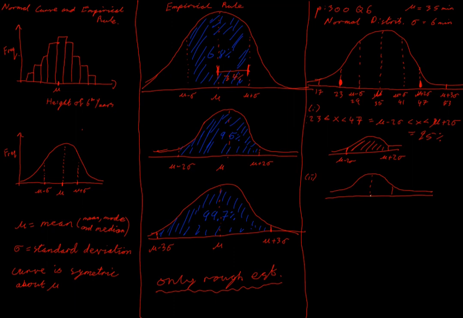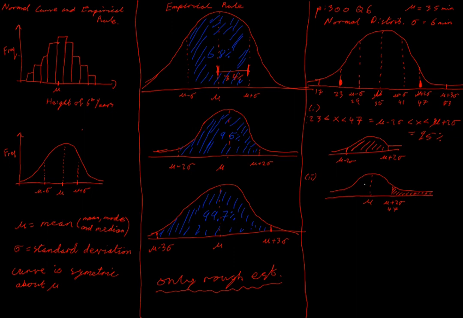So I have my mean in here, and I have my mean plus 2 standard deviations, and I can see that 47 minutes is 2 standard deviations. So what I'm looking for is the numbers that are greater than 47 minutes, than 2 standard deviations. Drawing my picture allows me to work out exactly what it is I need to find. Now, I know that between, well, let's start with this one.